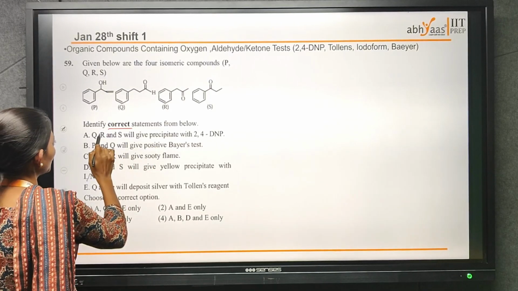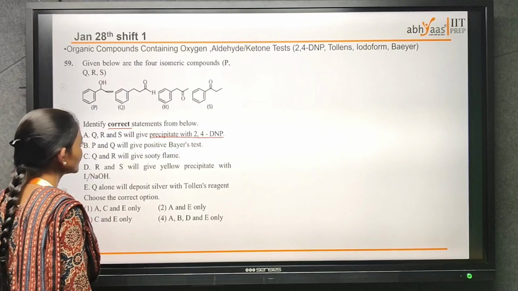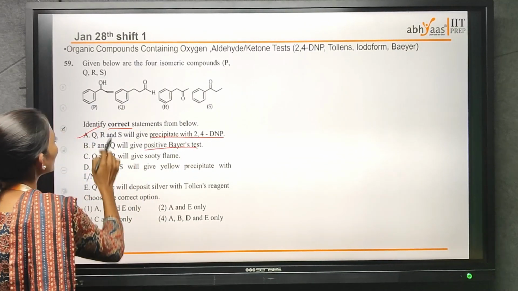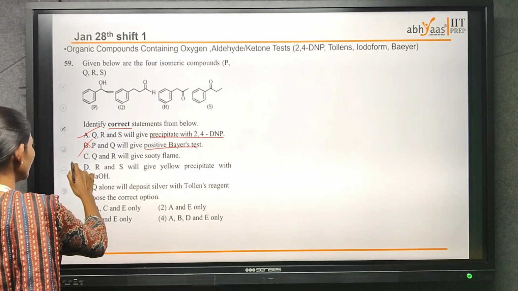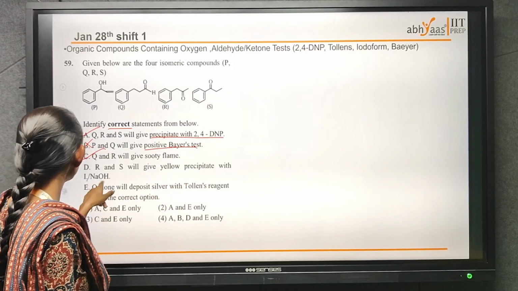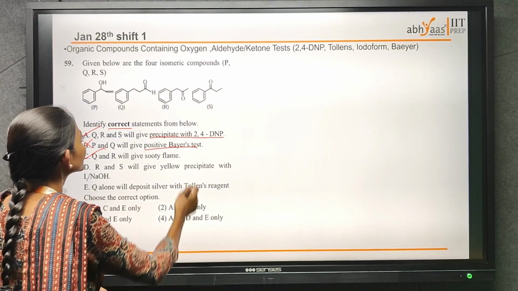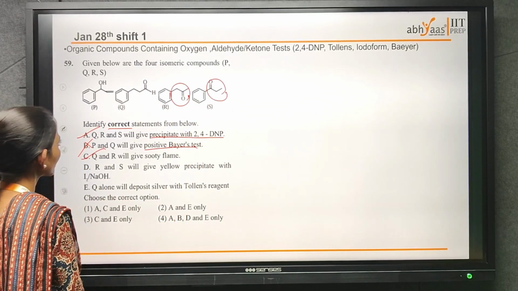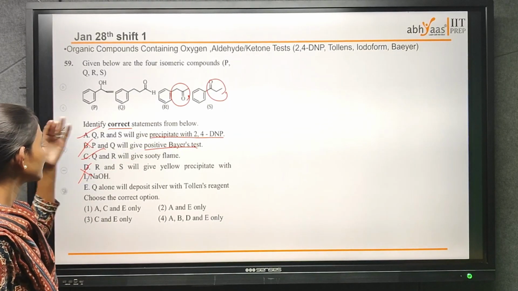Identify the correct statement. Q, R, S will give precipitate with 2,4-DNP. Yes, obviously. And P and Q will give positive Baeyer test. P and Q, not at all. Q, R and S will give sooty flame. Yes. And R and S will give yellow precipitate with I2/NaOH. R and S, S can give. I think not. One of the molecules is giving, but another molecule is not giving because propyl is there.